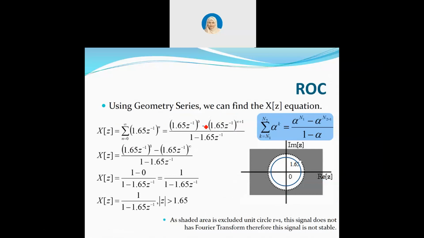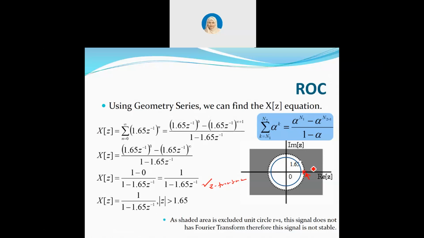Using the geometric series equation, we can find the exact expression: the sum of 1.65 z to the negative 1 to the power n, which equals 1 over 1 minus 1.65 z to the negative 1. So this is the final answer for the Z transform, and our ROC is |z| greater than 1.65. Look here, this is our ROC.